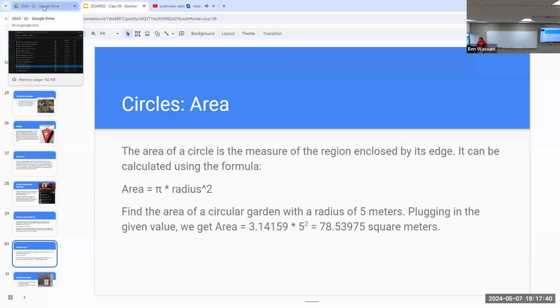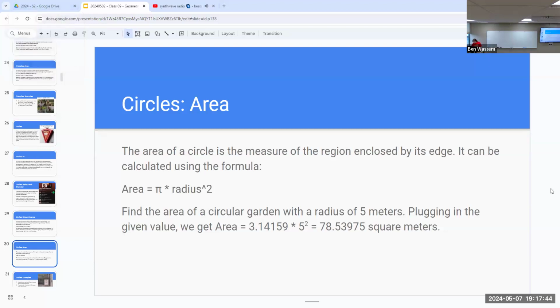And area. The area of a circle is the measure of the region enclosed by its edge. Can be calculated using the formula area is equal to pi times radius squared. So pi r squared. So any of those, you're just going to take the radius, slap it at the formula, throw it at a calculator, call it good. If you end up getting the area and finding the radius, a little trickier.